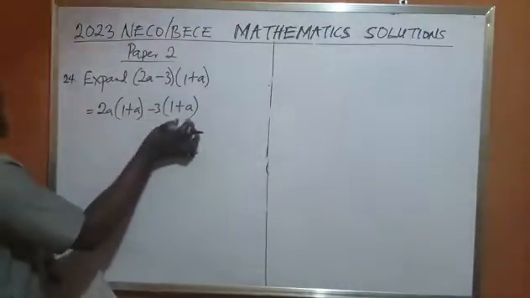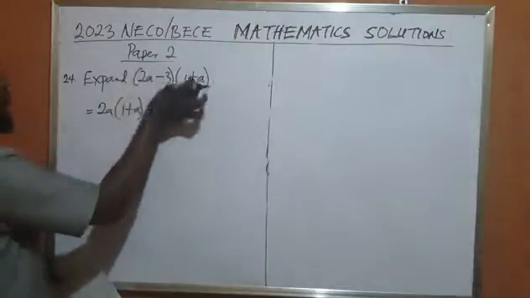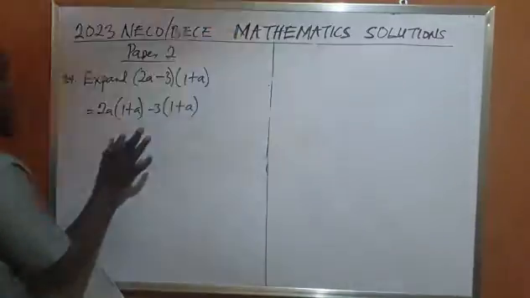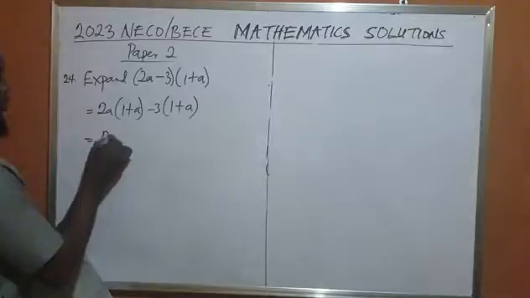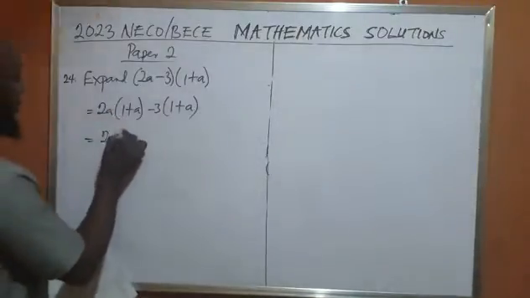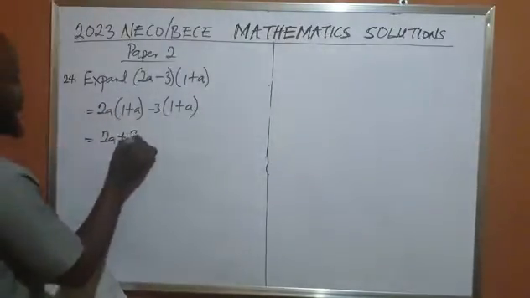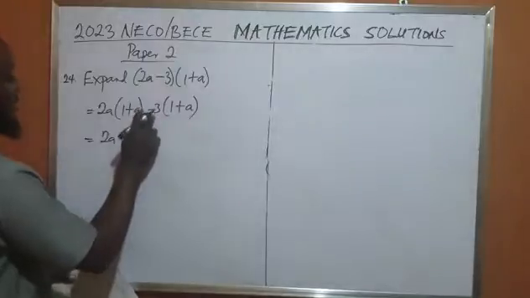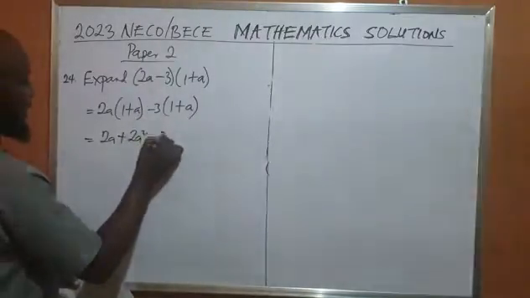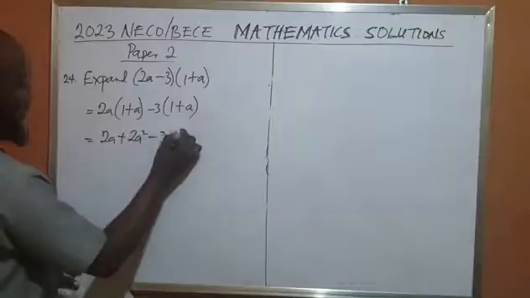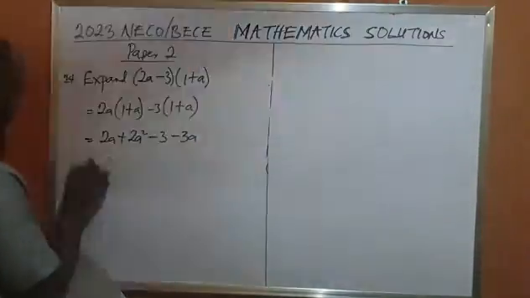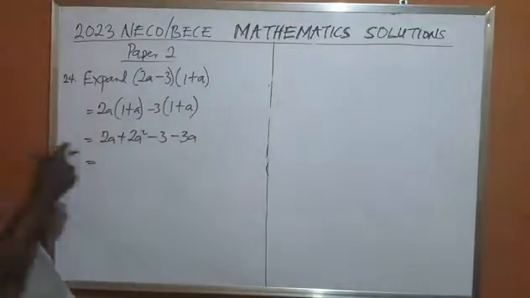Because what we have is the same thing, we are using the terms here to multiply everything in this case. So this will be 2a times 1 is 2a, plus 2a times a is 2a squared. Minus 3 times 1 is minus 3. Minus 3 times plus a is minus 3a. So from here we can collect like terms.